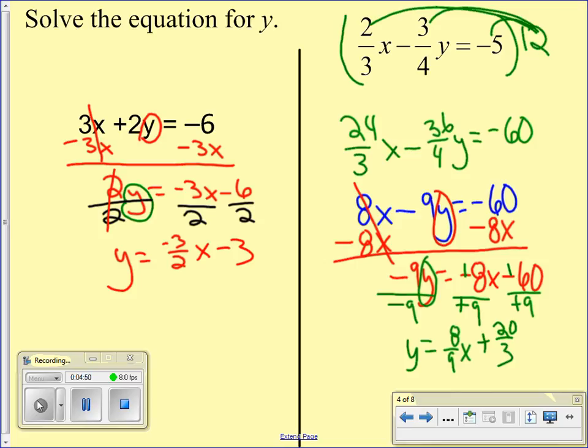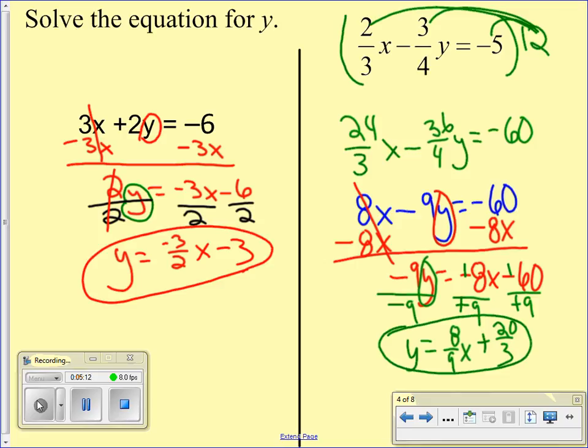Once again, changing it into a slope-intercept equation. 2/3 x minus 3/4 y equals negative 5 was solved to be y equals 8/9 x plus 20/3. A new equation for both answers. You will not be getting a number answer on these. You will be getting a new equation.